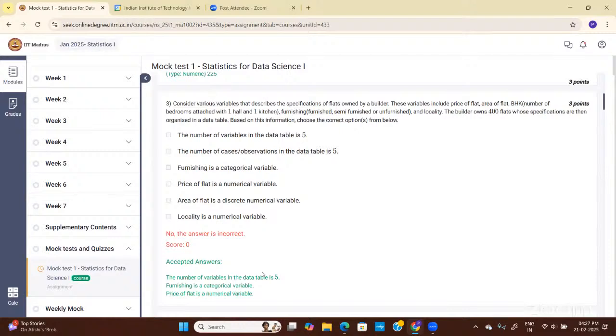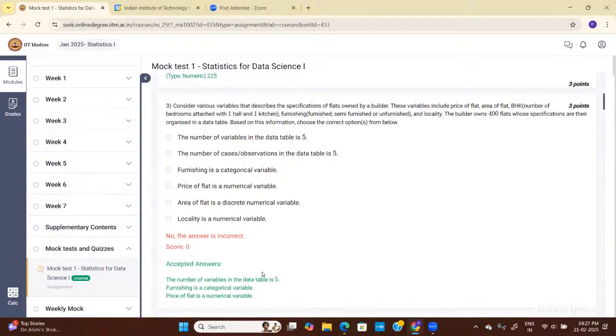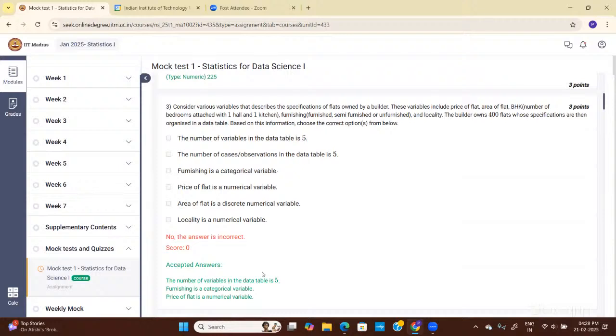Ma'am, furnishing is ordinal scale. Am I right? Furnished, semi-furnished, unfurnished. Nominal one. Yes, it should be nominal, because this can't be ordered. We can't say semi-furnished is order. Yeah, it is ordered, ma'am. That's why it can be ordered, because there is good, better, best in that way.